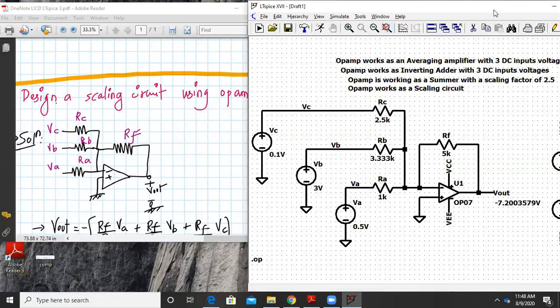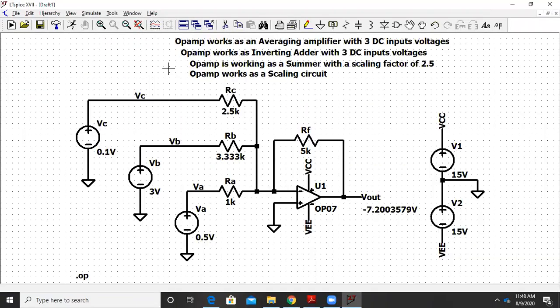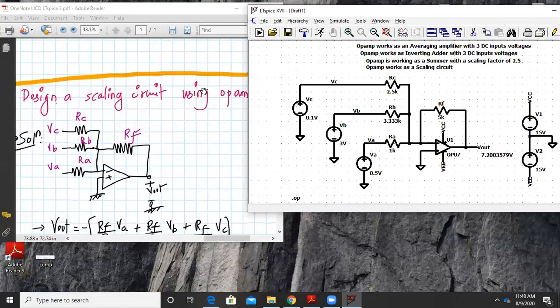So far we have considered that the op-amp works as an averaging amplifier, the same circuit. It works as an inverting adder, it works as a summing circuit, and it also works as a scaling circuit. But right now all the values of VA, VB, and VC were DC values. Now let us go back to our PDF.